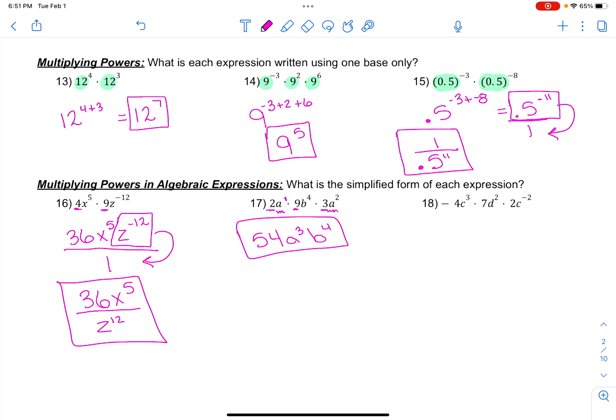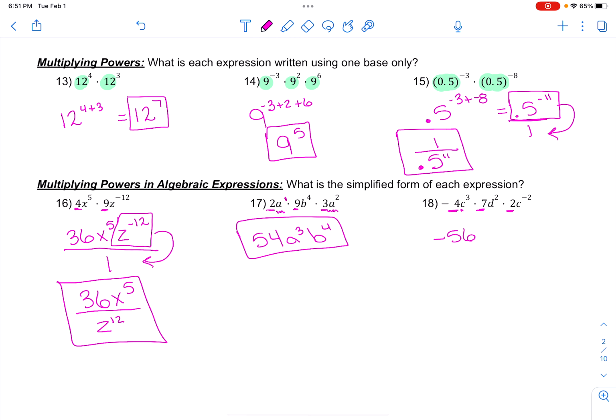And last one, negative 4c to the 3rd times 7d squared times 2c to the negative 2nd. Very first thing again, multiply all of those constants. Negative 4 times 7 is negative 28. Negative 28 times 2 is negative 56.